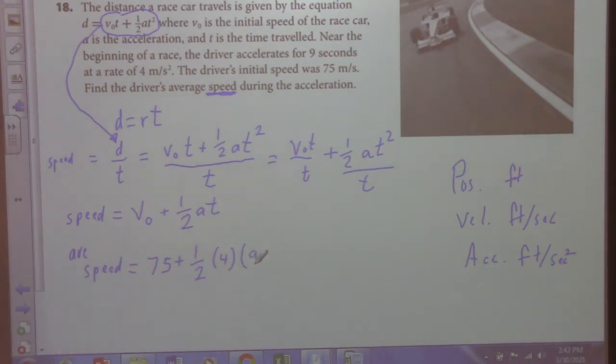9. And so we can just go ahead and simplify that, and we get 1/2 of 4, 2 times 9, 18, plus 75 is 93, and it's going to be meters per second.